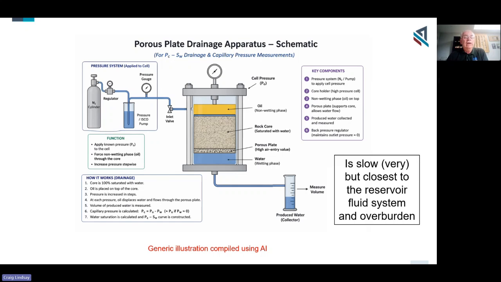This time we have a porous membrane at the bottom of the core, and the core is maybe held in a core holder, and that membrane only allows brine to drain, but not the displacing fluid. So we go through a series of pressure steps and collect the water. We build up, again, a series of pressure steps and production to build up this drainage curve.